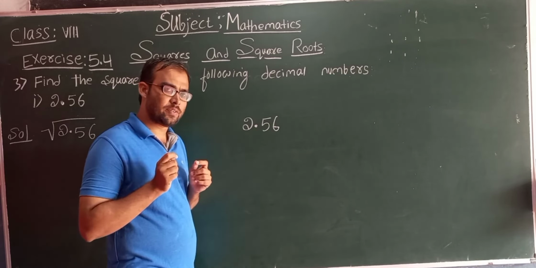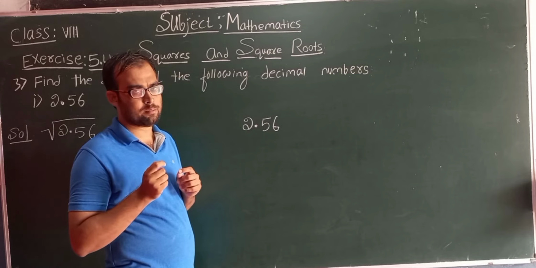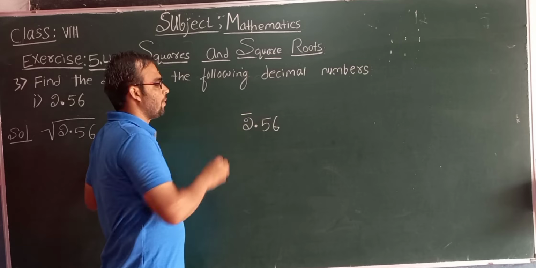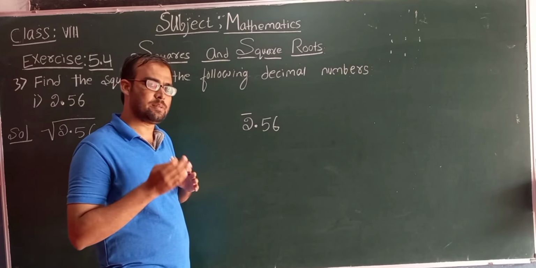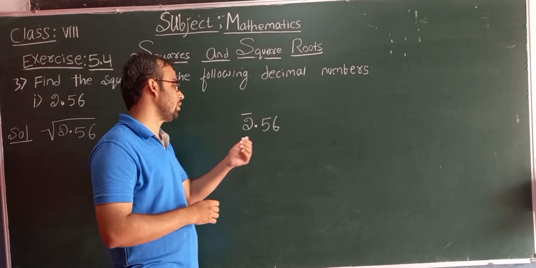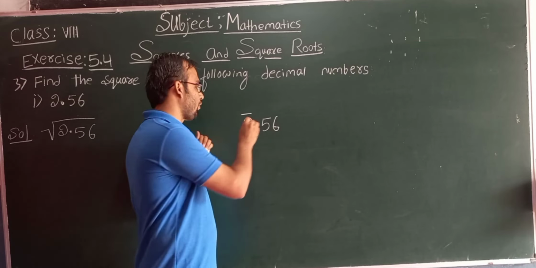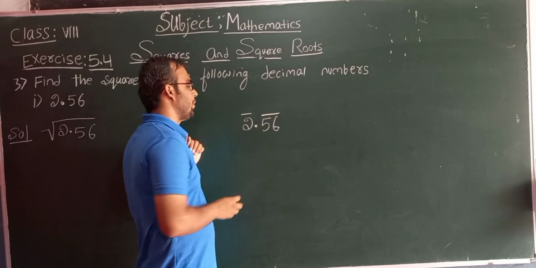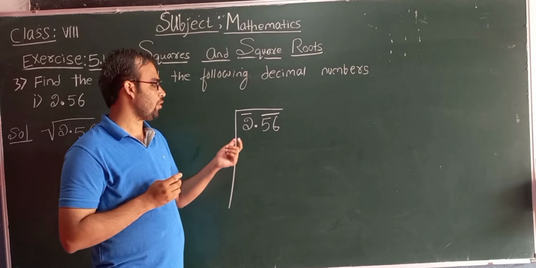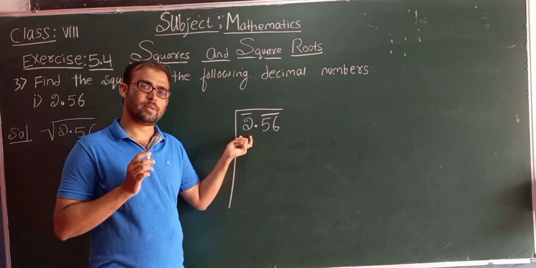In case of the decimal part, we need to place the bar from the first decimal place. So this is the first decimal place, and from here we need to pair the numbers. Okay, now we have paired the numbers. Now students, you need to consider this part. So this will be the dividend.